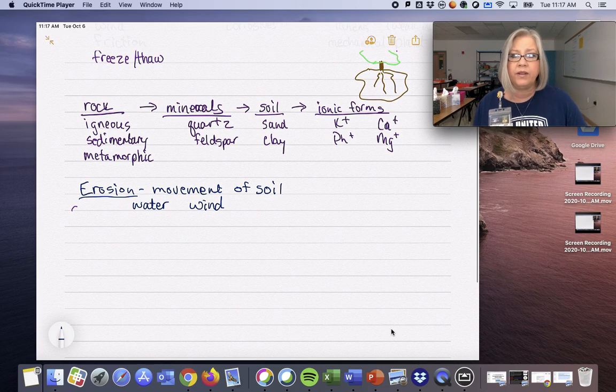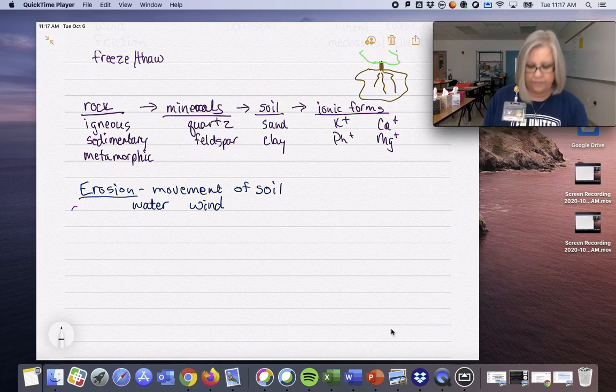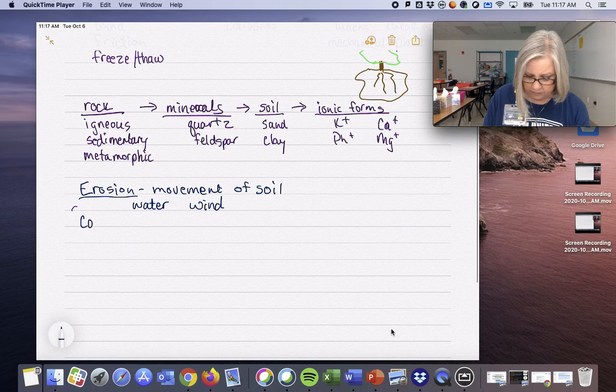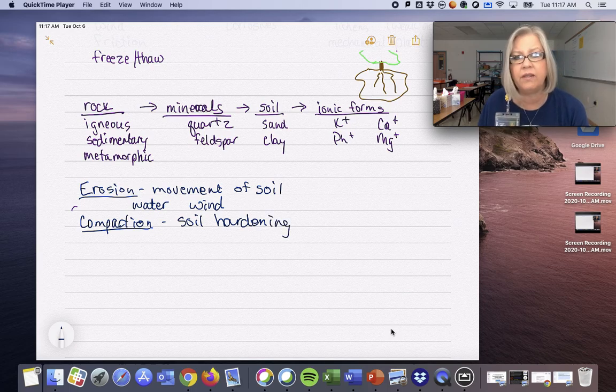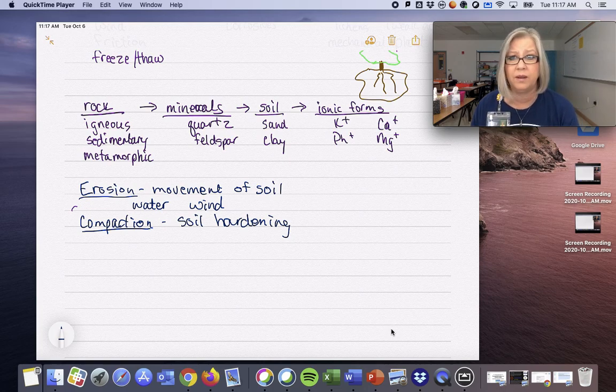And now there's also another thing that usually comes up, and that is compaction. So we have erosion, which is our moving. Compaction is where the soil becomes harder. So it's soil hardening. Now, compaction can happen in several different ways, and it's usually something we want to avoid as well. So we want to avoid erosion. We also want to avoid compaction.